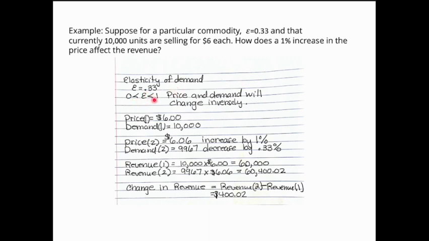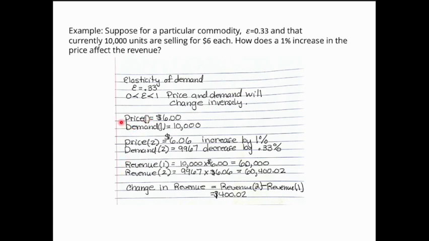I have it listed here so that you recall and you have it in your notes that when the elasticity is between 0 and 1, the price and demand are going to change inversely. So the signs are going to be opposite. If the price increases, the demand is going to decrease and vice versa. So to determine how this is going to affect the revenue, we're going to find the price and demand before and after this change. And then we can use that to find the revenue.